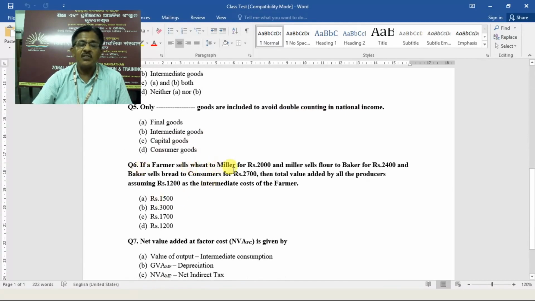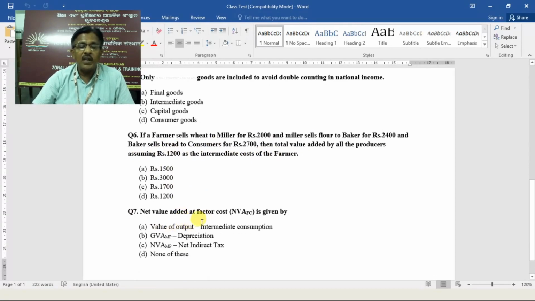If a farmer sells wheat to a miller for rupees 2000, the miller sells flour to a baker for rupees 2400, and the baker sells bread to consumers for 2700, then what is the total value added by all the producers, assuming rupees 1200 as the intermediate costs of the farmer? So what will be the answer here?